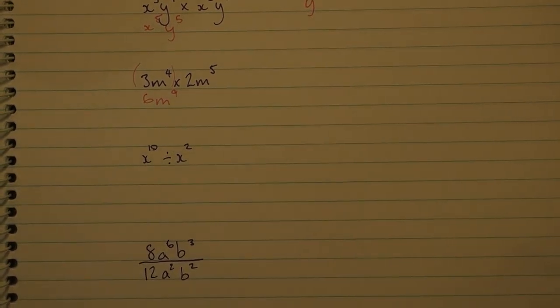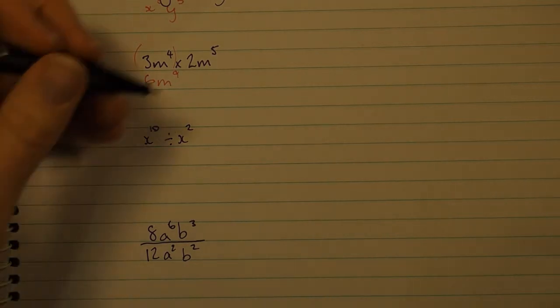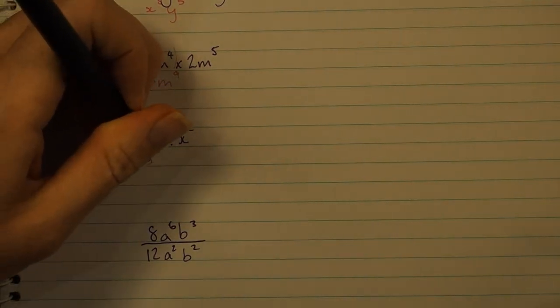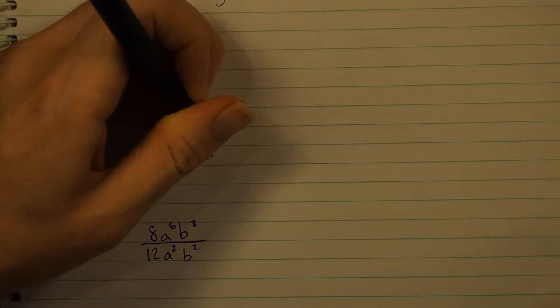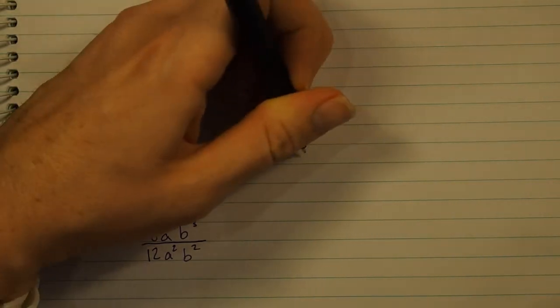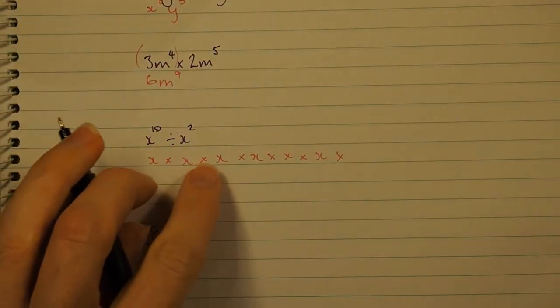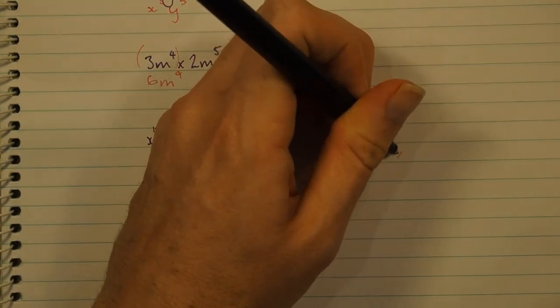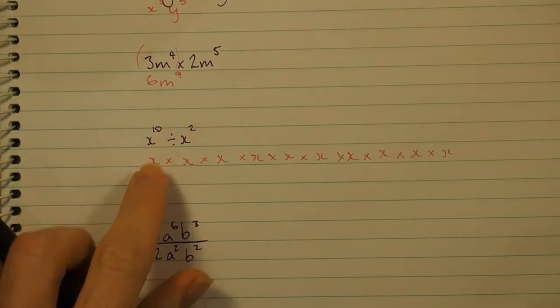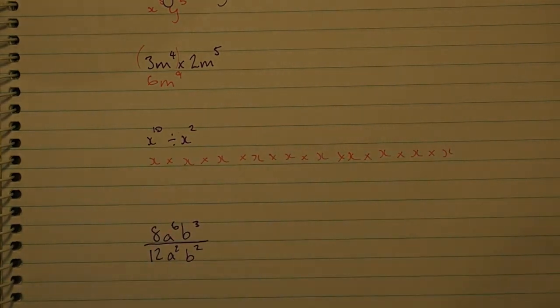And then I want to show you division, and of course I had to use a power of 10, but I want to show you why this works. So I've got x times x times x, I won't say them all because that will be annoying, 1, 2, 3, 4, 5, 6. That's x to the power of 10 there, written in expanded form.